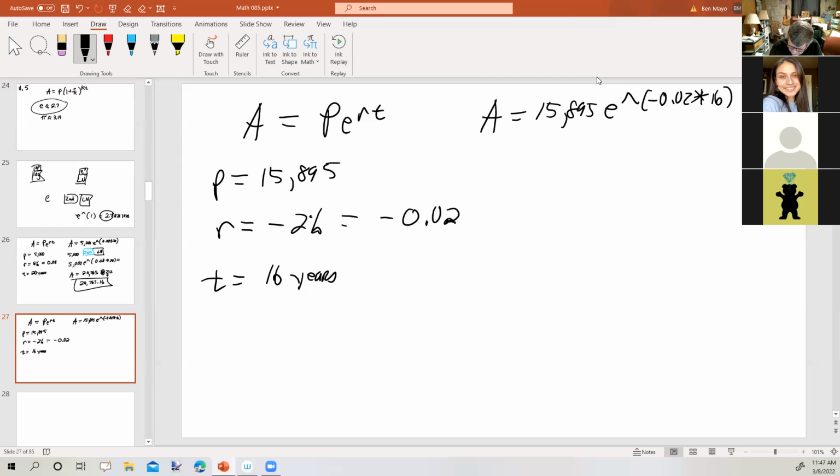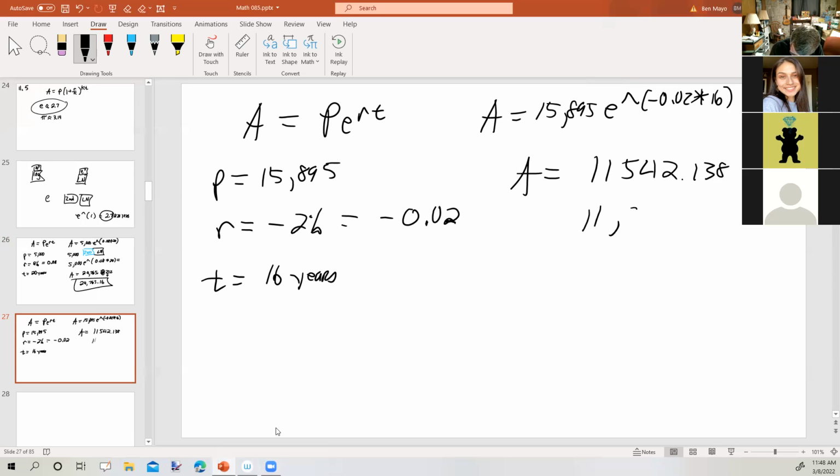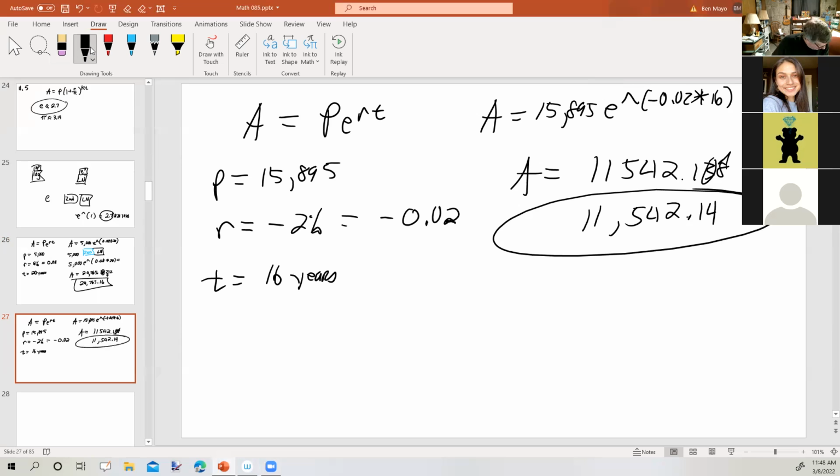And if you need me to write out the keystrokes on the calculator again, I will. Otherwise, I'm just going to go ahead and do it. So 15,895, second ln gives me e to the, and then I've got -0.02 times 16, close it up, and I get 11542.138. The 8 would round up, so you'd get 11,542.14. You okay with that? Any questions there?